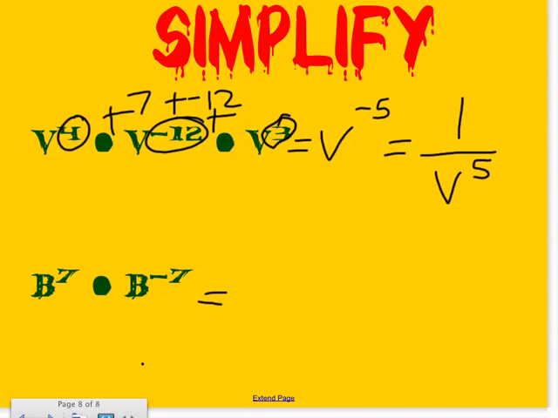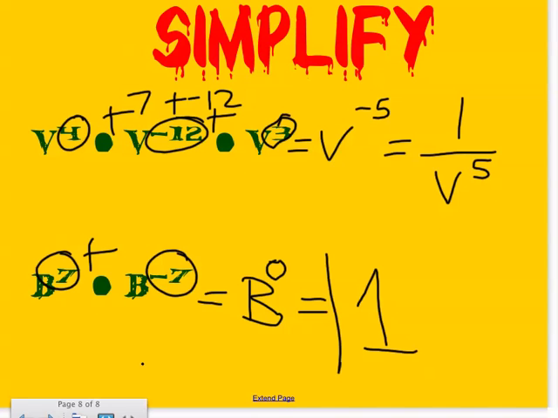The second one, we got b, and 7 plus negative 7 is just 0. Now b to the 0, I actually do know what that is. It doesn't matter what b is, because anything to the 0 power is always 1. So my answer to this one is 1. That's really the only time you would be able to figure out what the final answer is when you have a variable, as if it was to the 0 power. All right, so that's it on negative exponents.